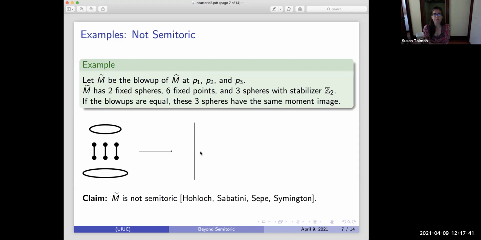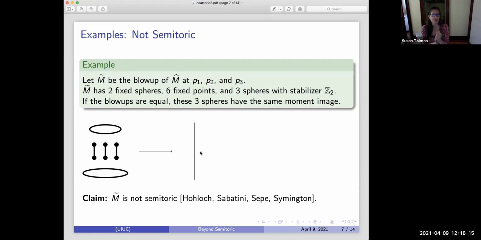And so the claim is, unlike the previous case, this manifold is not even semitoric. And this is by Holub, Sabatini, Sepe, and Symington. So this does not fit within the category of semitoric. And this is sort of one of the reasons to feel like there's not enough examples. We'd really like to be able to understand this example and fit it within the world of cases that we are happy with.